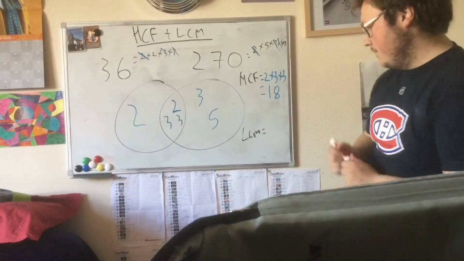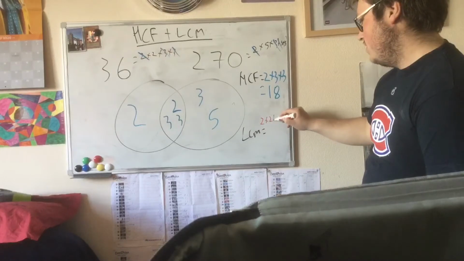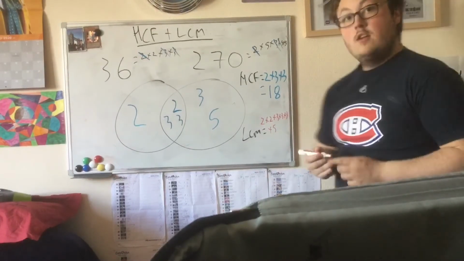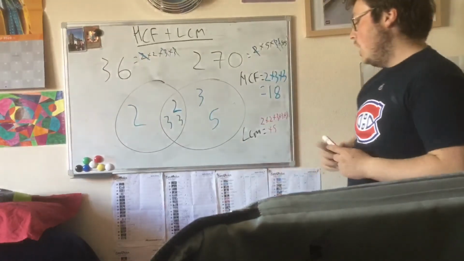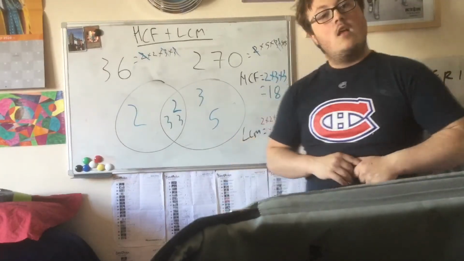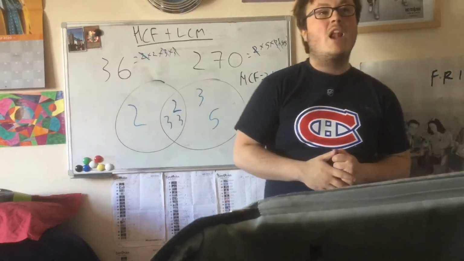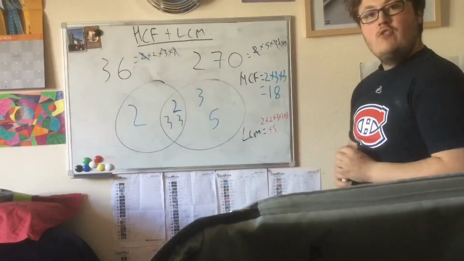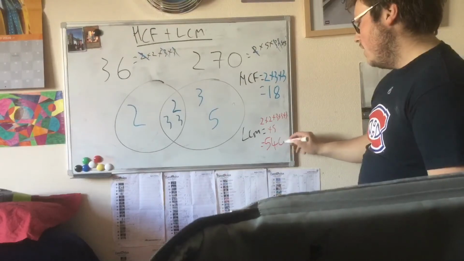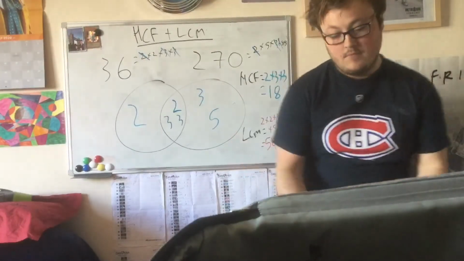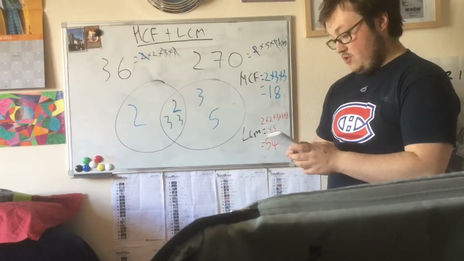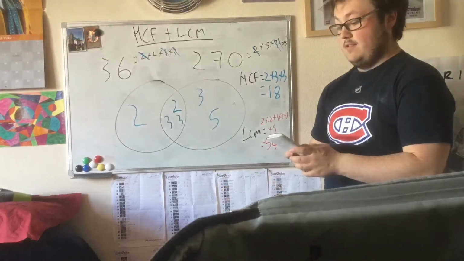Now to find the lowest common multiple, you multiply everything together. So we do 2 times 2 times 3 times 3 times 3 times 5. 2 times 2 is 4, times 3 is 12, times 3 again is 36. 36 times 3 is 108. And 108 times 5 is 540. You might need your calculator for that one. That one is a little bit tricky, but whatever happens, you will still get the same answer.